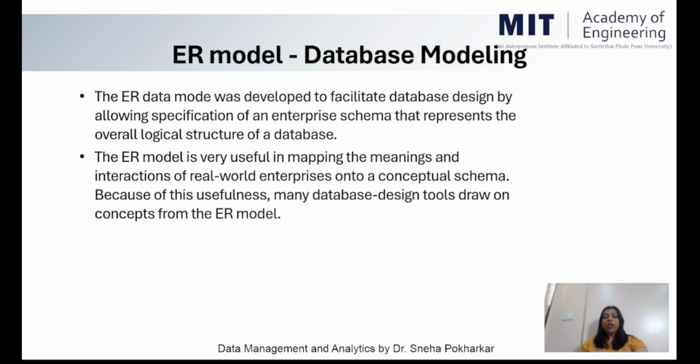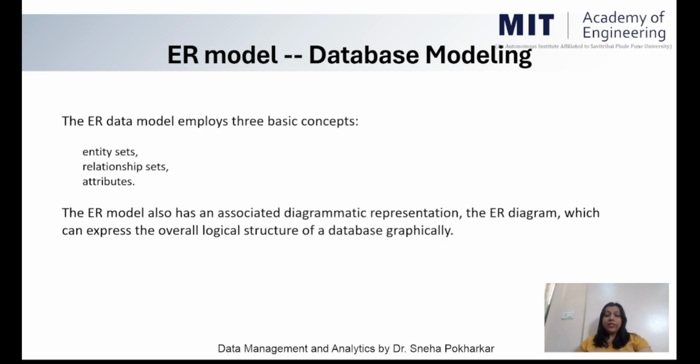The ER data model employs three basic concepts. The first one is entity sets, the second is relationship sets, and the third one is attributes. The ER model also has an associated diagrammatic representation known as the ER diagram. The symbols of the ER diagram we are going to learn in the next part of the session.